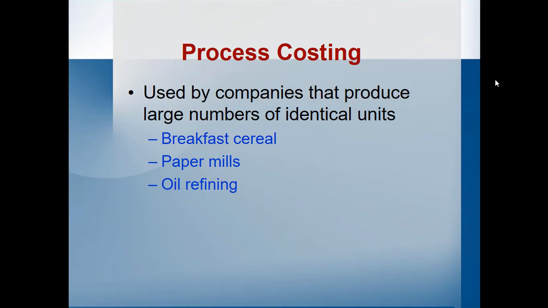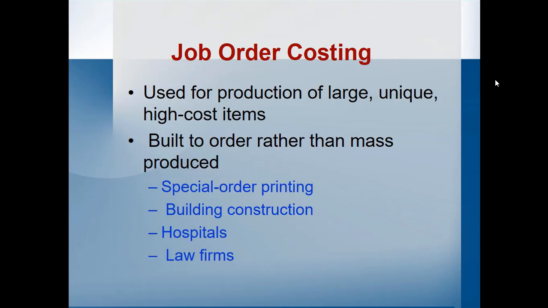Paper mills are another example, oil refineries another example, but really any type of manufacturing company that is producing large quantities of identical units. I think of mass producing. So anybody who's mass producing would use this process costing system.